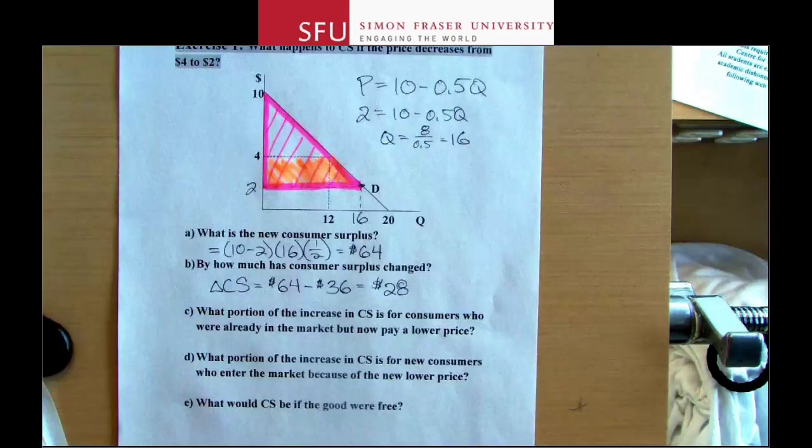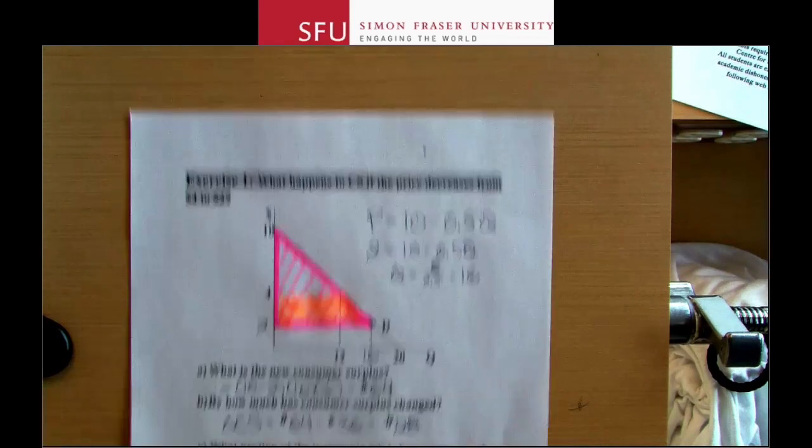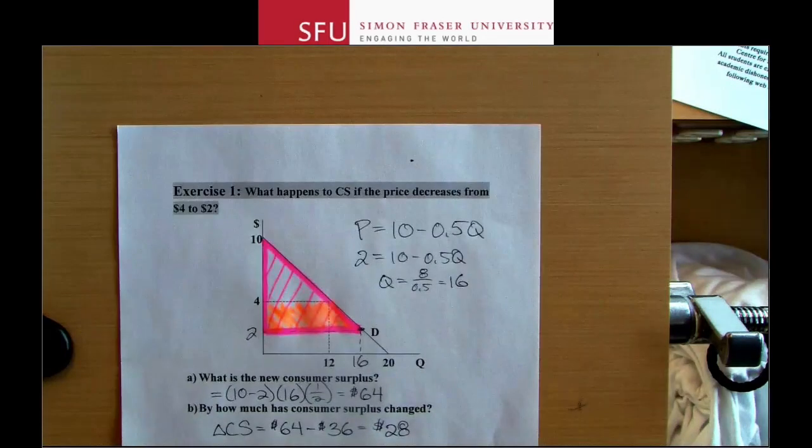And again, we can talk about the two reasons why the surplus changes. The surplus changes because more people get the good. So these 4 people here, at the previous price, did not buy it because their willingness to pay was not high enough to pay the price of 4. But now that the price is 2, their willingness to pay is high enough, so they will buy the good. So they're better off because they didn't even have the good before, now they get to buy it.